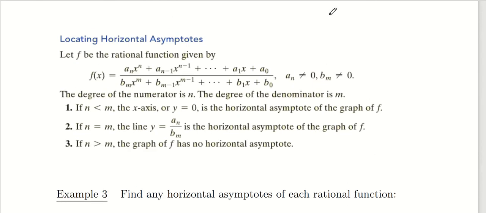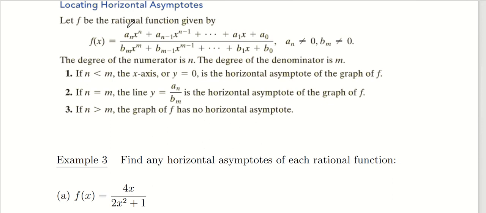One of the things that's nice is that we can actually classify and locate the horizontal asymptotes by simply comparing the highest powers of x in both the numerator and denominator of your rational function. So if you look at the leading term of the numerator here, this is going to be the nth power. So we have a_n x to the n, and the leading term in the denominator is going to be b_m x to the m. To determine what type of horizontal asymptote we have, we need to compare the degrees of those leading terms.